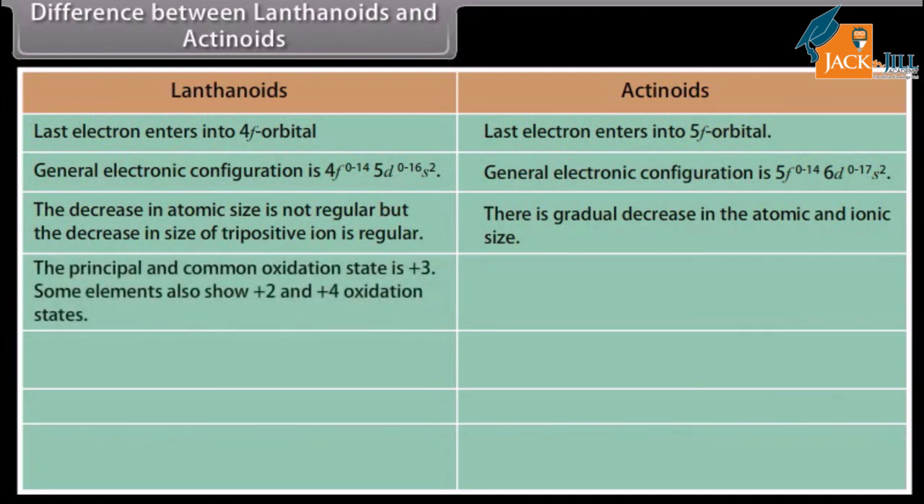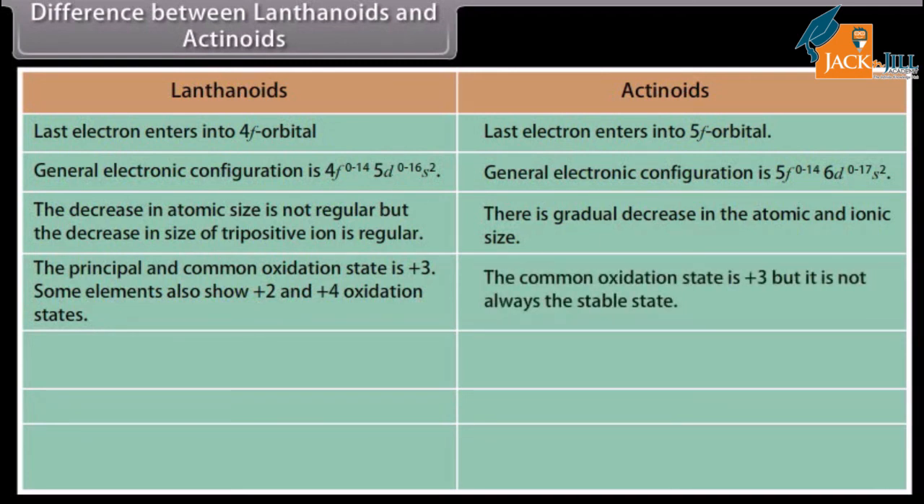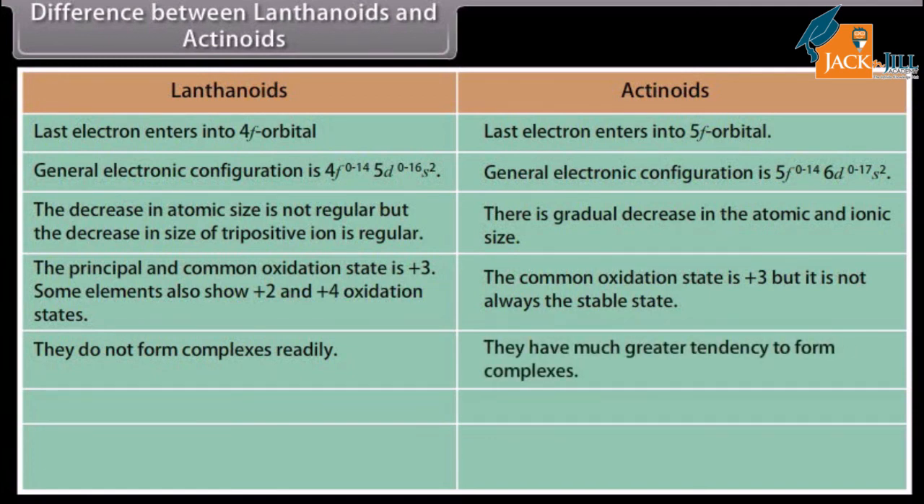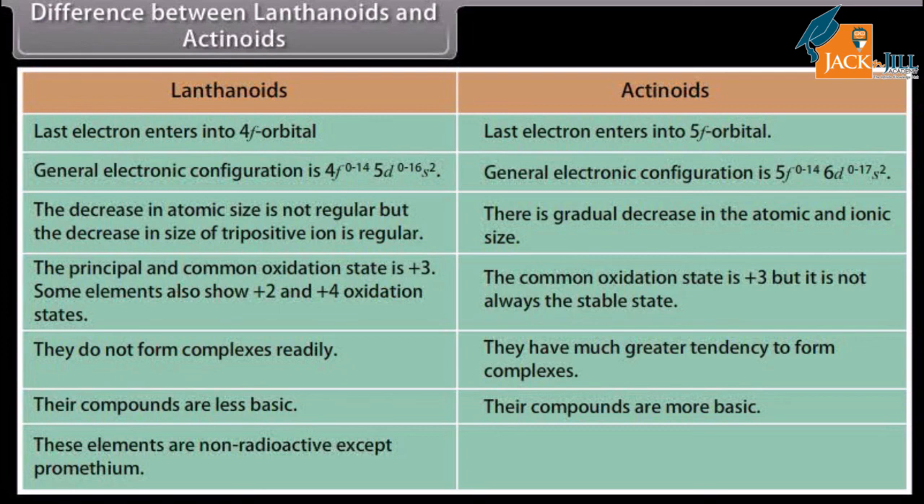In lanthanoids, the principal and common oxidation state is +3. Some elements also show +2 and +4 oxidation states. Whereas in actinoids, the common oxidation state is +3, but it is not always the stable state. Lanthanoids do not form complexes readily, whereas actinoids have a much greater tendency to form complexes. Compounds of lanthanoids are less basic, whereas compounds of actinoids are more basic. Lanthanoids are non-radioactive except promethium, whereas actinoids are all radioactive.